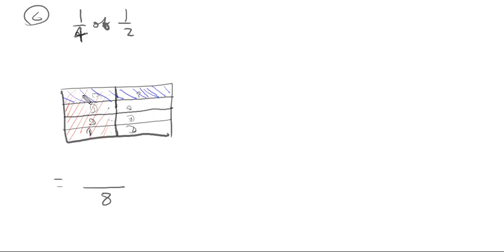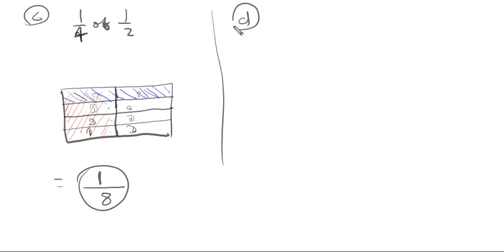दोनों कलर से जो ब्लॉक कलर हुआ है, जो शेडेड हुआ है, वो कौन से कितने ब्लॉक हैं? ओनली वन ब्लॉक. तो आंसर विल बी 1/8, राइट? नेक्स्ट वन डी.